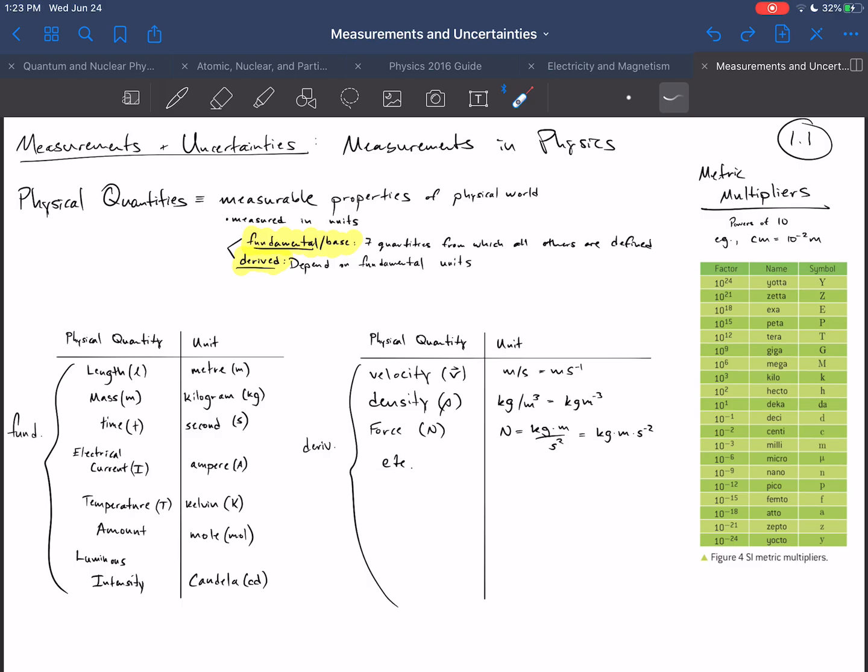So the first thing I want to define and speak about is what is known as a physical quantity. A physical quantity is defined as the measurable properties of the physical world. So we're going to unpack this. First, to note, this triple line here, if you haven't seen it before, means is defined as. So this is what it is to be a physical quantity.